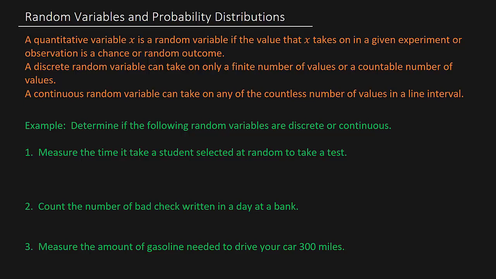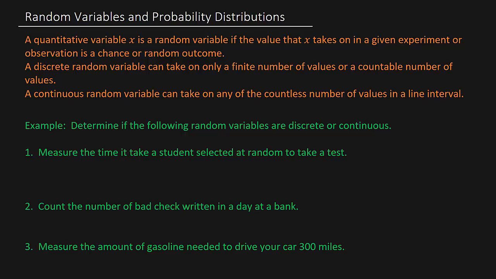It says a quantitative variable x is a random variable if the value that x takes on in a given experiment or observation is a chance or random outcome. So if we do an experiment, we need to have a random outcome. And we have two types of random variables here: a discrete random variable and a continuous random variable.